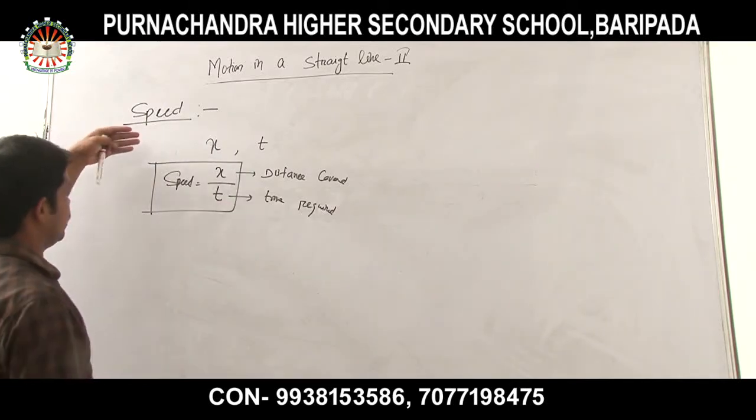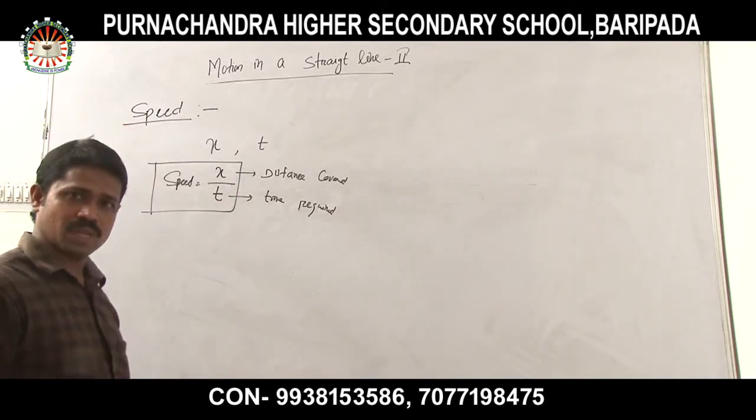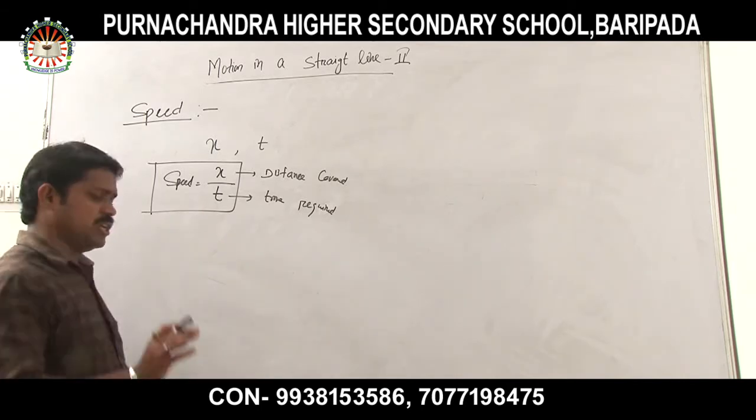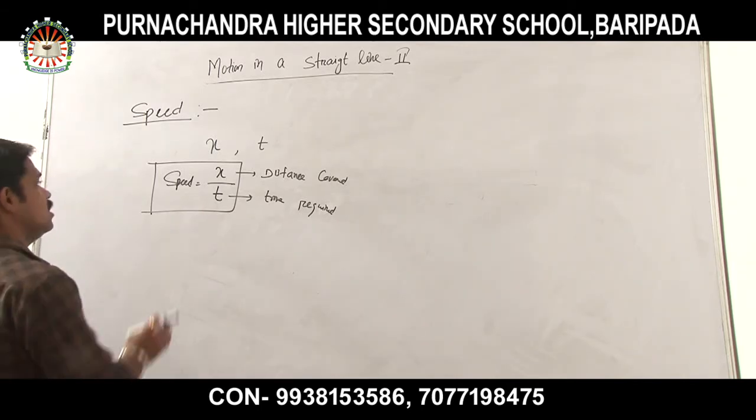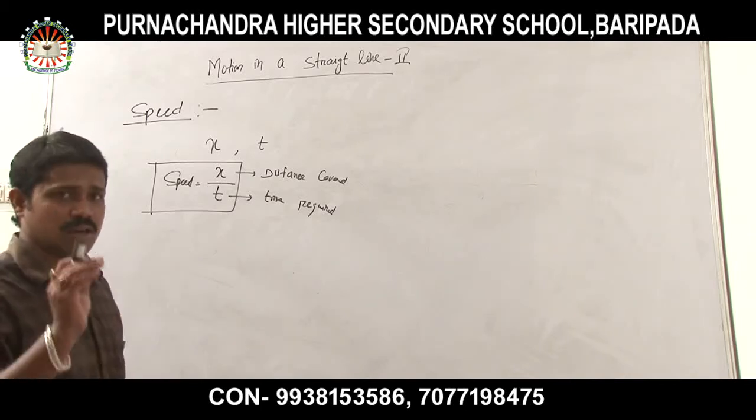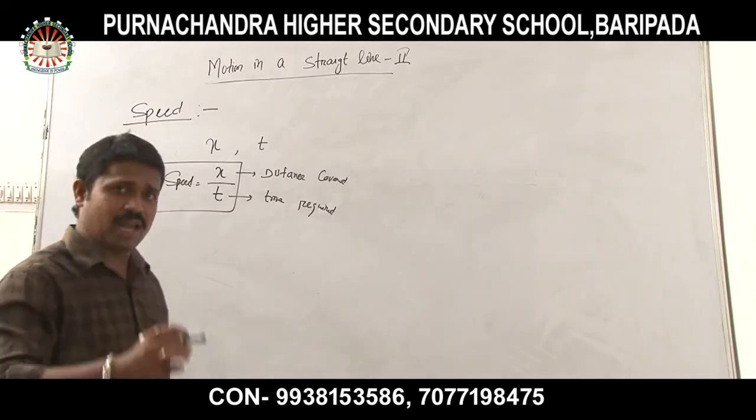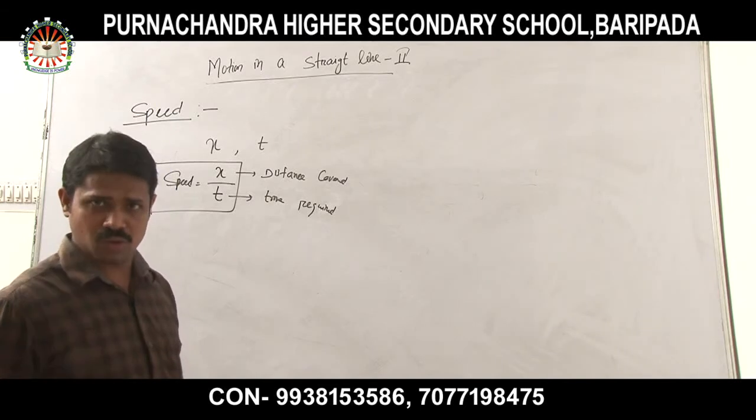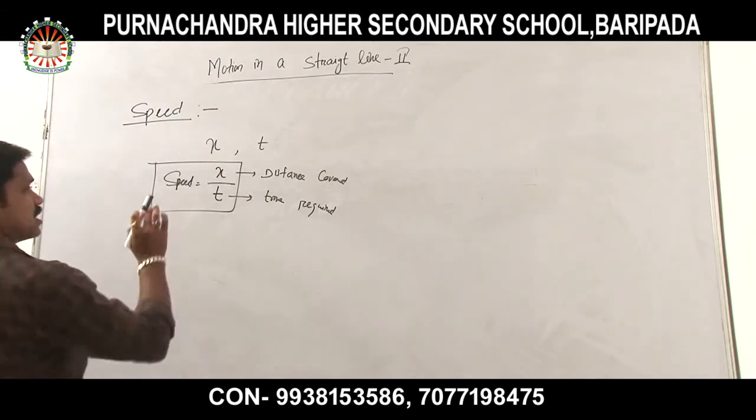Here we define the speed. Clear of you? Okay. So speed is nothing but a scalar quantity. As I repeatedly mentioned, it does not depend upon the direction. It has only magnitude. Okay? So speed is a scalar quantity.